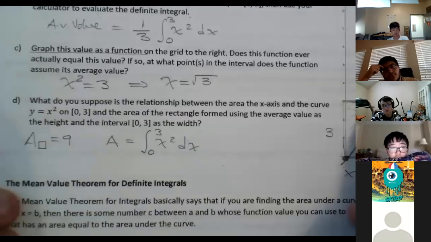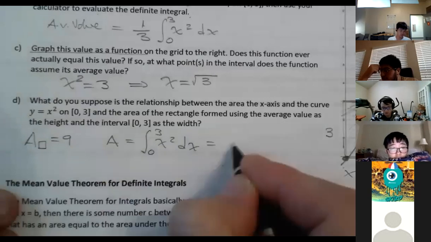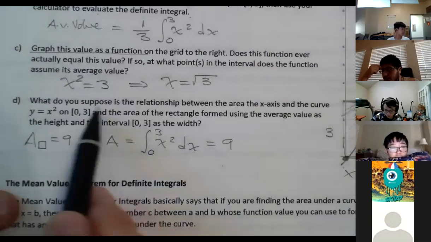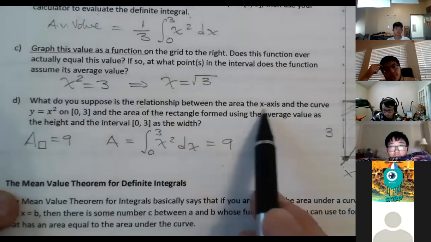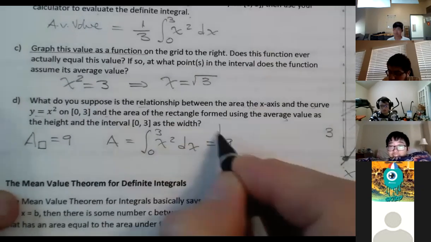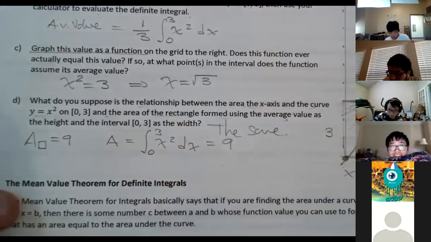9. So the area of this rectangle and the area of the integral are the same. So what is this saying? What do you suppose the relationship is between the area under the curve above the x-axis and the area of the rectangle? Well, they are the same, right? They have the same area.